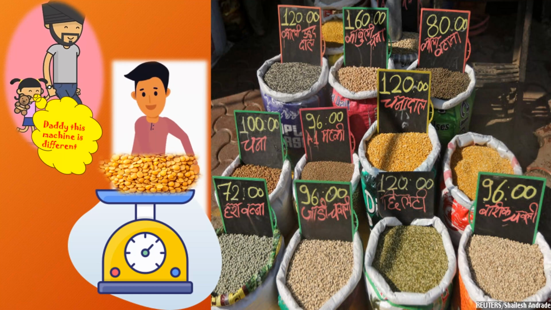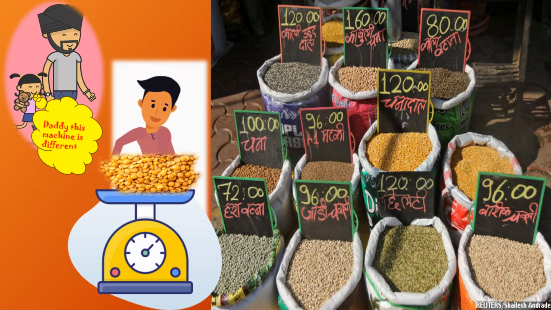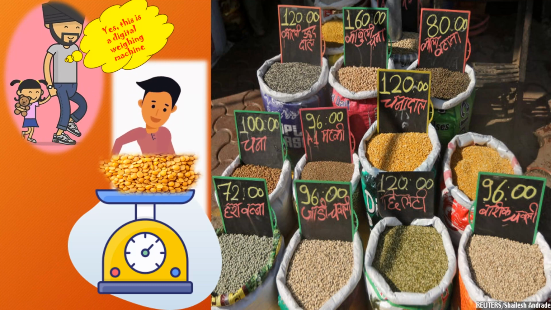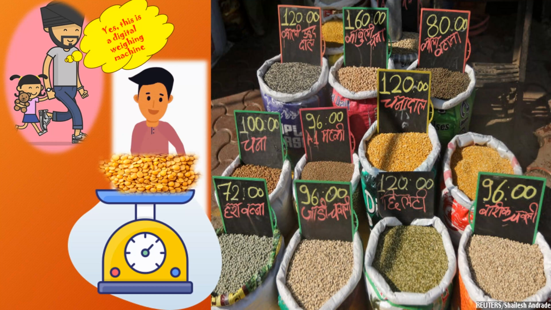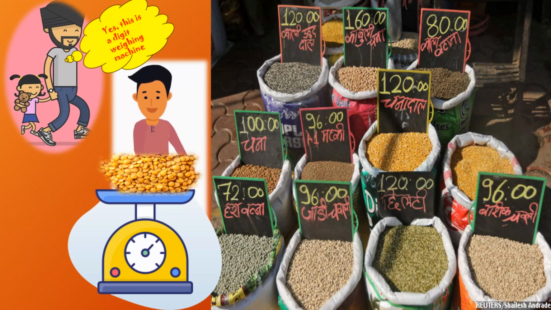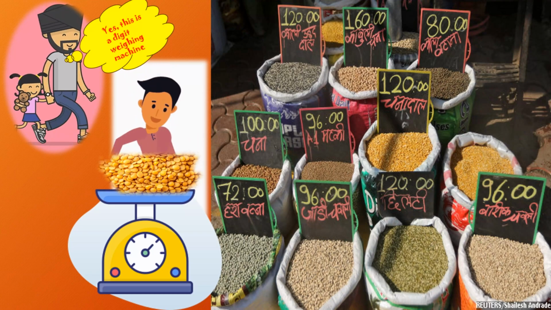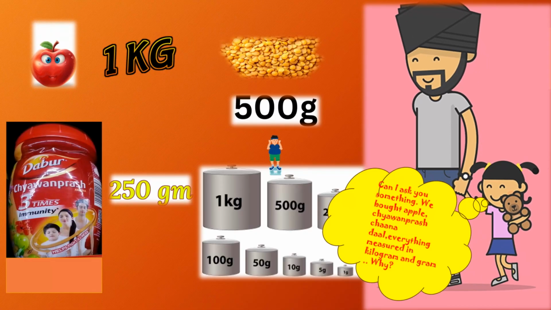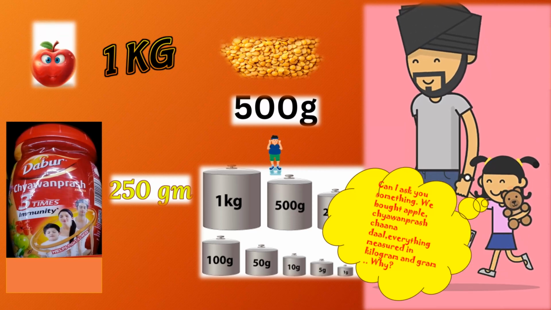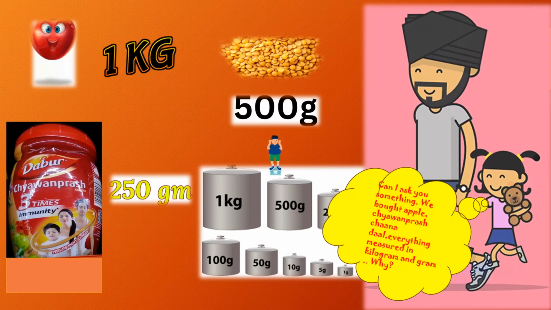Now Tina sees another weighing machine. So she asks, Daddy, this machine is different. So daddy says, yes, this is a digital weighing machine. In this, you just keep it and automatically it shows. No need to hold it in your hand. So this is called a digital weighing machine. So she says, okay, but still she has got a doubt. So she asks her daddy, can I ask you something, daddy?